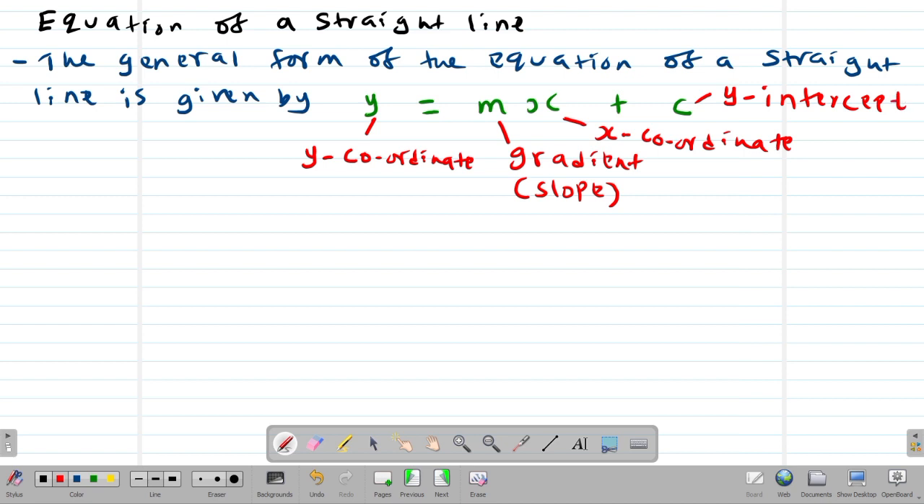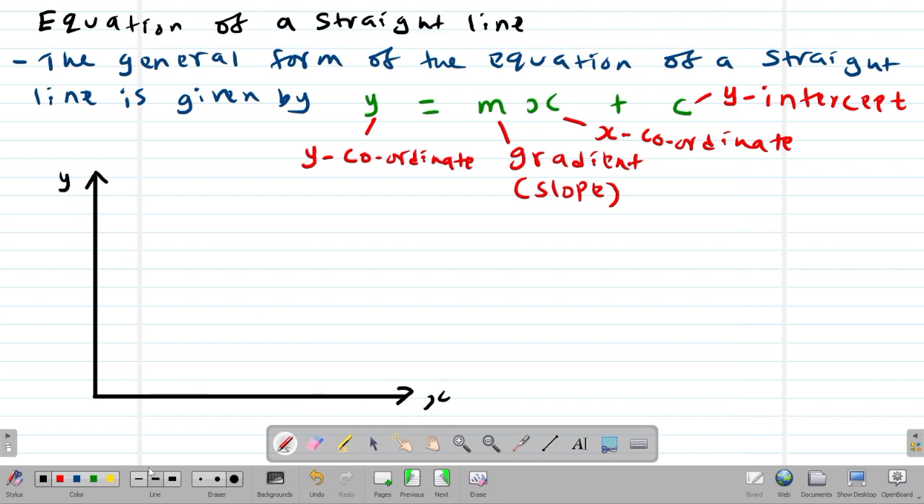Remember, the y-intercept is simply a point where the line cuts the y-axis. For example, let me sketch a certain line here so that we can use it to show the points that we are actually defining on this particular line. Now, suppose this is our Cartesian plane having the x-axis and of course the y-axis.